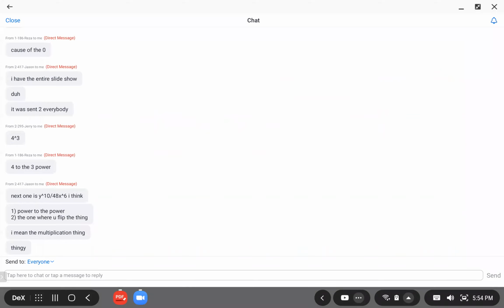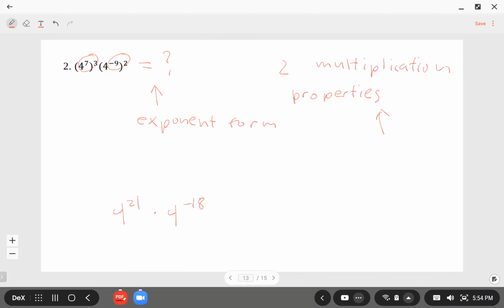Okay. Oh, and the multiplication property. Very good. You add the exponents. Is that correct? You add the exponents. And what is negative 18 plus 21? 4 to the third. Okay. And it's in exponent form. If you really want to simplify it, it's going to be 64. Congratulations, Jason, for figuring out the two multiplication properties in addition to figuring out the answer.